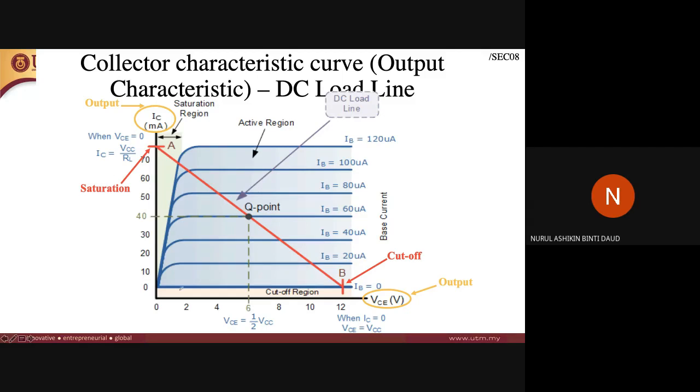On the x-axis, the information is the output voltage, the VCE voltage, and the y-axis gives you the information of the output current, which is the IC current. Usually for this output characteristic graph, there will be much more information given to you. For example, there is a Q point here at the middle of the graph.